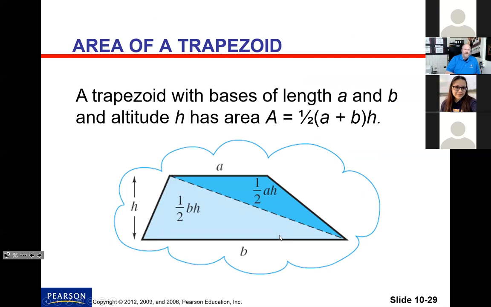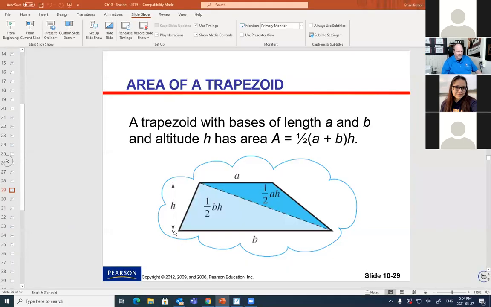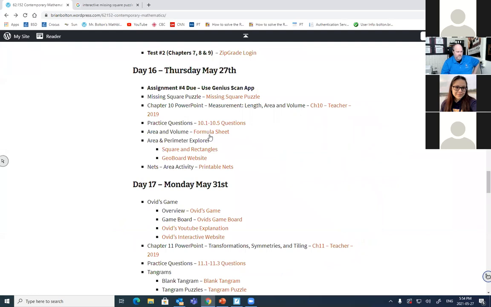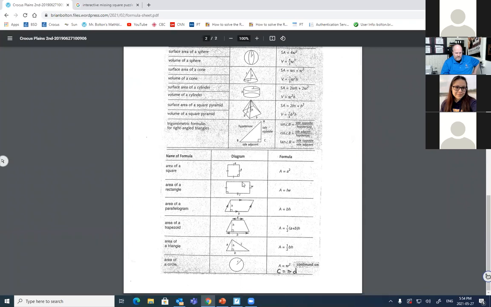Trapezoid is a fancy formula. A plus B, which is the top length and the bottom length added together, multiplied by the height, and take half of that. I think on the formula sheet it's written slightly differently, but it's still the same thing. A plus B divided by 2, is that what it is? Hang on, I gotta look at the formula sheet. That's exactly the same, isn't it? Half A plus B. Okay, yeah, it is. I wasn't sure if it was or not.